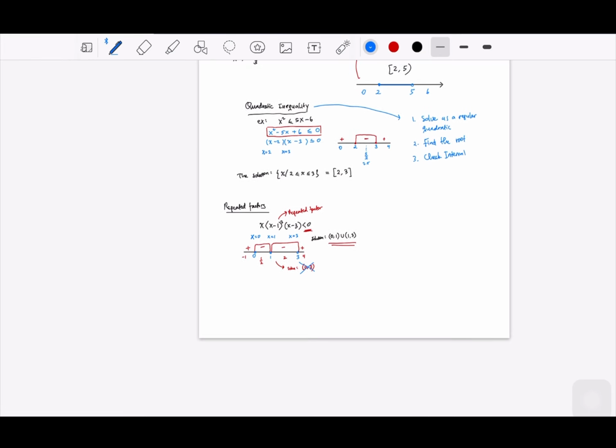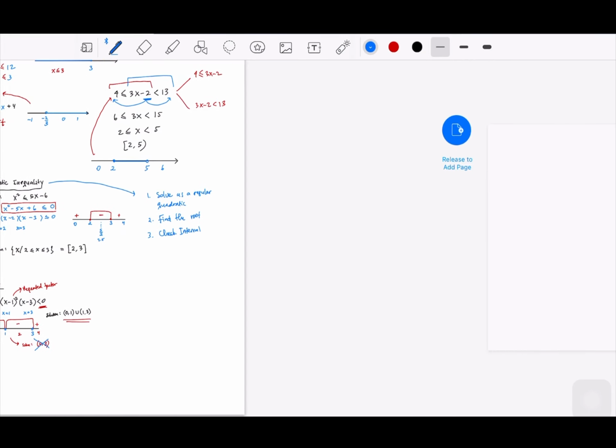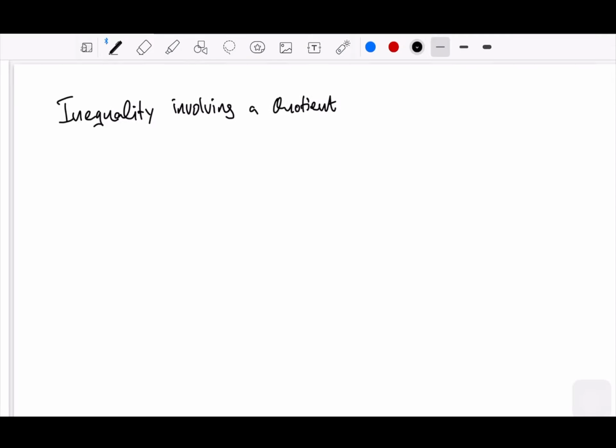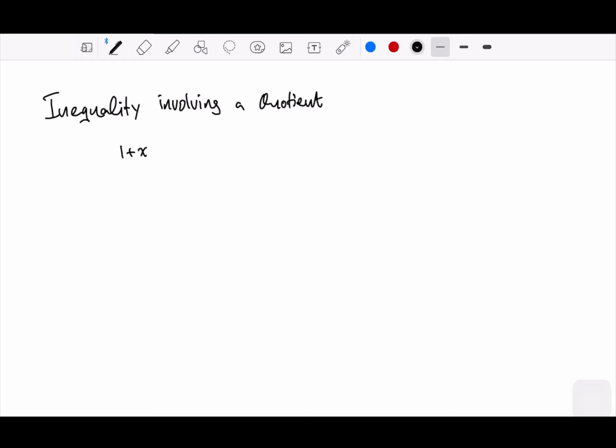Now the next part will be inequality involving a quotient. Let me give you an example. 1 plus x over 1 minus x greater than or equal to 1. All right. What should we do now?